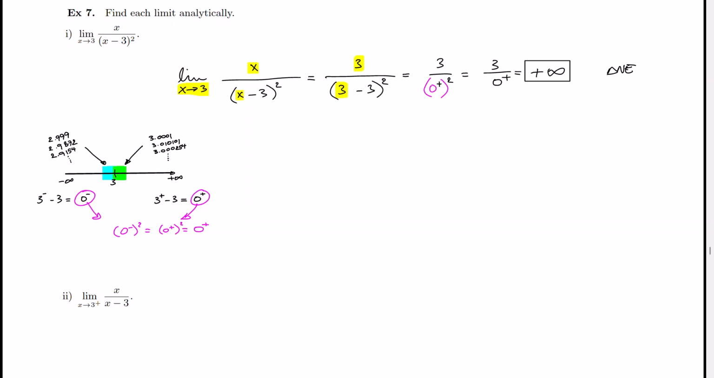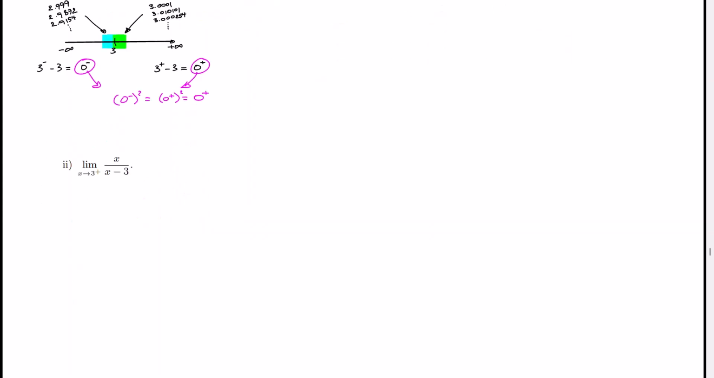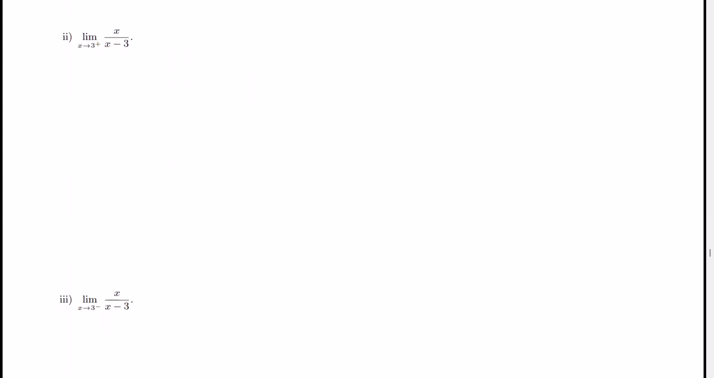So that's how we deal with these problems where we have a limit and we get an answer that is not 0 on the numerator, but it's a 0 on the denominator. So we have to be pausing, we have to be analyzing the situation a little bit more carefully. And we'll see that a couple more times down below in the next two parts. So this next one says the limit as x approaches 3 plus with x on top and x minus 3 on the denominator. So again, the idea is the same.